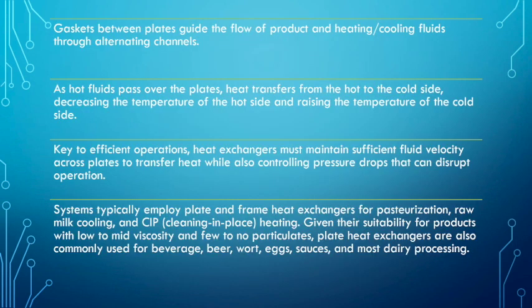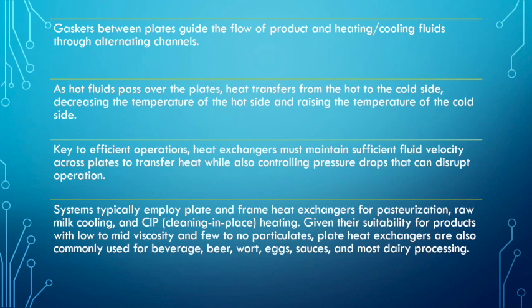Gaskets between plates guide the flow of product and heating or cooling fluid through alternating channels. As hot fluid passes over the plate, heat transfers from the hot to the cold side, decreasing the temperature of the hot side and raising the temperature of the cold side. Key to efficient operation, heat exchangers must maintain sufficient fluid velocity across the plate to transfer heat while also controlling pressure drop that can disrupt operation.